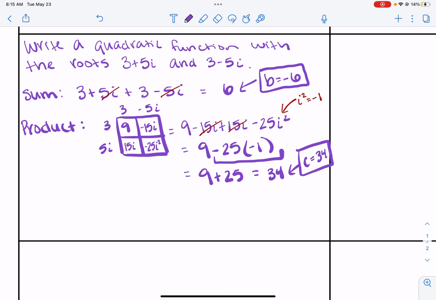Remember, the quadratic is ax squared plus bx plus c. We just found b and c. Okay, a in this case we're just leaving as 1, so I'm going to say x squared minus 6x plus 34.